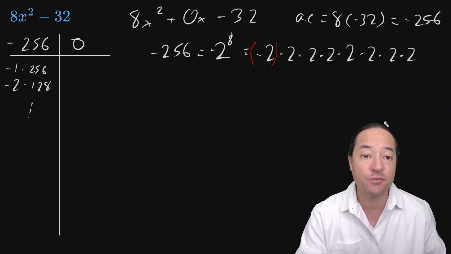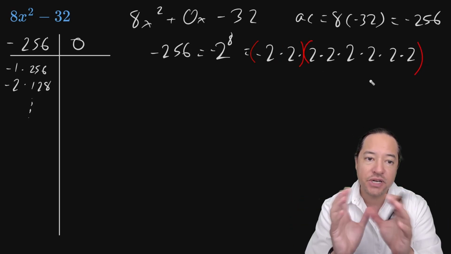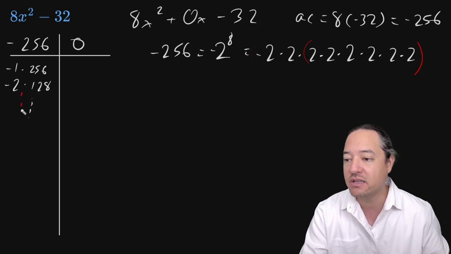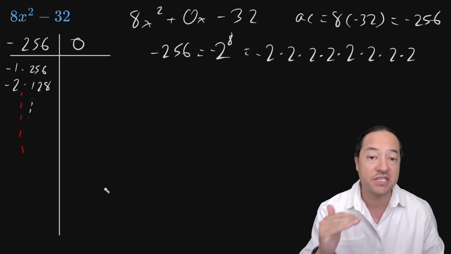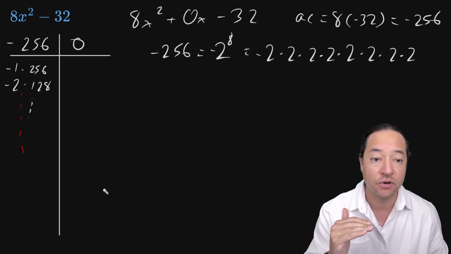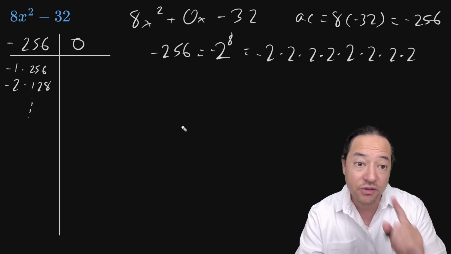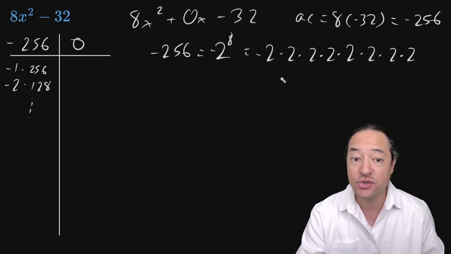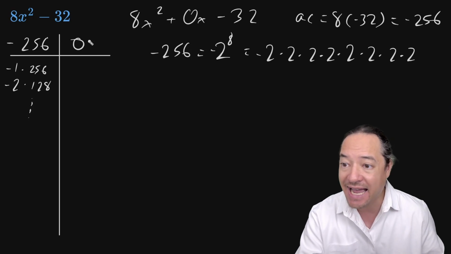Or I could write these parentheses in any way I wanted, right? I could have a negative 2 times 2 multiplied by all of this. And so by rearranging the parentheses here, we're going to basically figure out all of the possible factorizations for this negative 256. But we want the one where the two factors add up to 0.